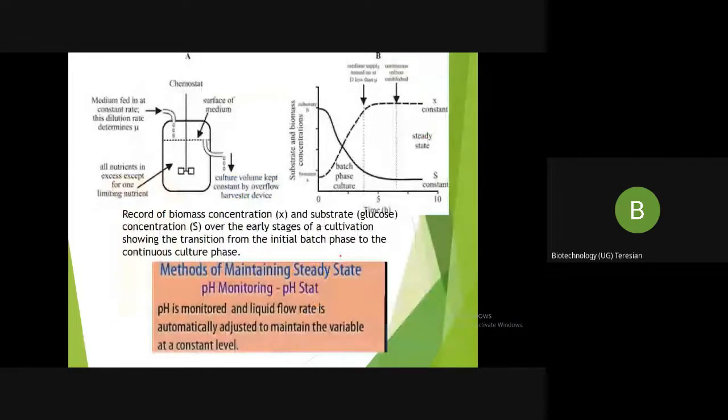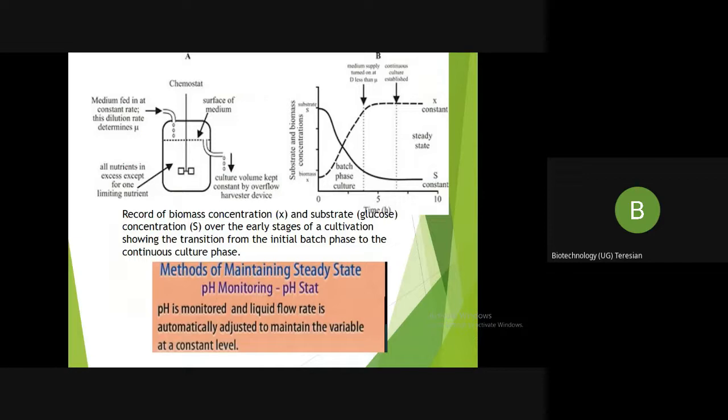So here also you can see an example of a chemostat. The medium is fed in at a constant rate, and this dilution rate determines the mu. What is the mu? Mu is the growth rate of the organism. Whichever organism you have considered, that is known as the mu. So the medium is fed in at a constant rate, this is the dilution rate. What does this dilution rate determine? It determines the number of cells, the growth rate of the cells.